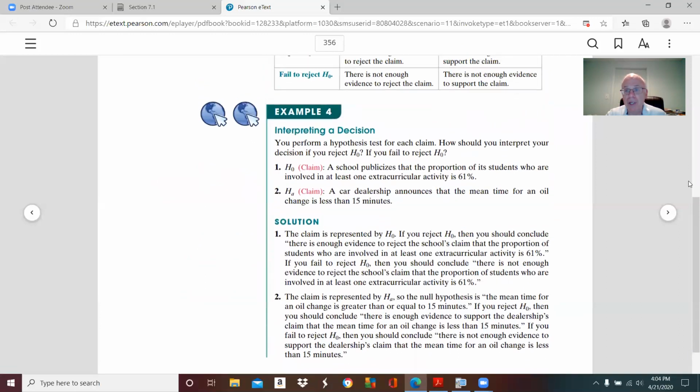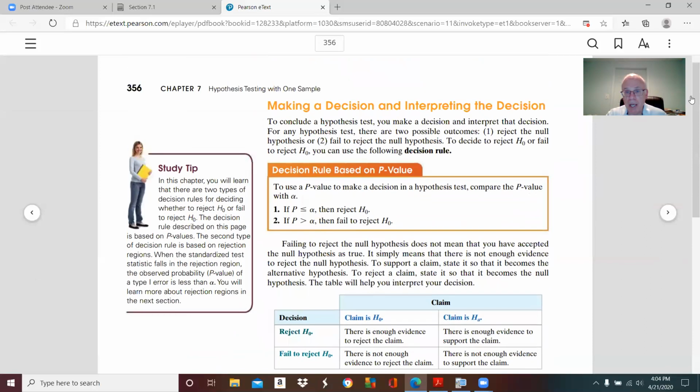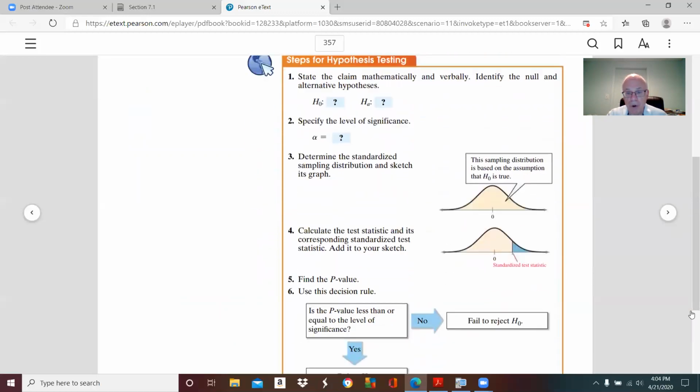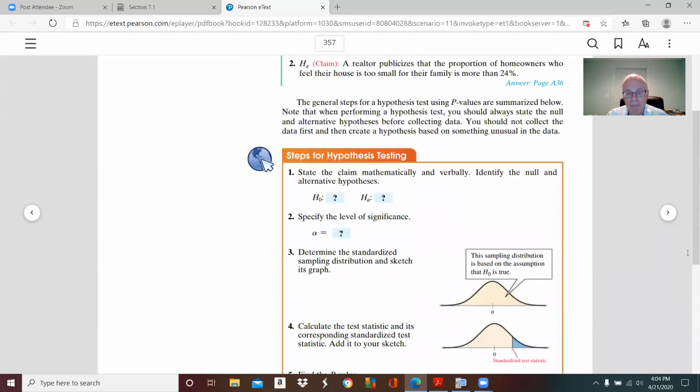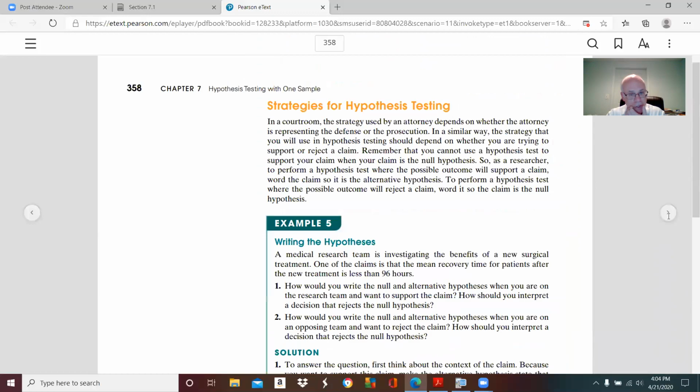All right, so that's it. Again, what we're going to be doing is using this decision rule in the next 3 sections. And there's some more things here that they go over. This could be a little confusing to you, that page there, so I'm going to skip it.